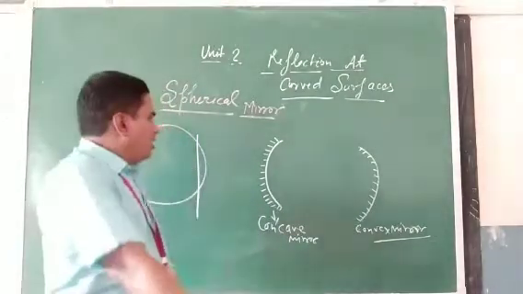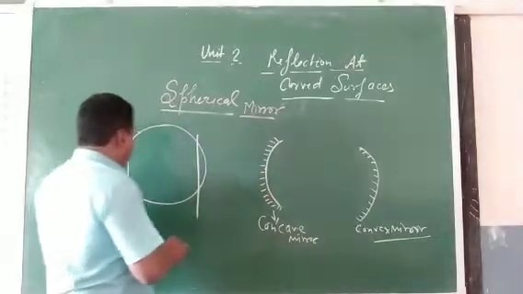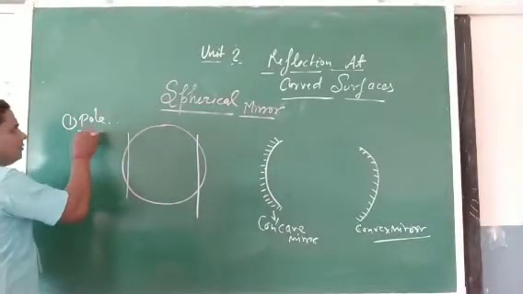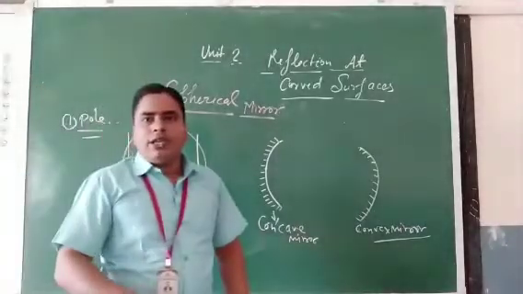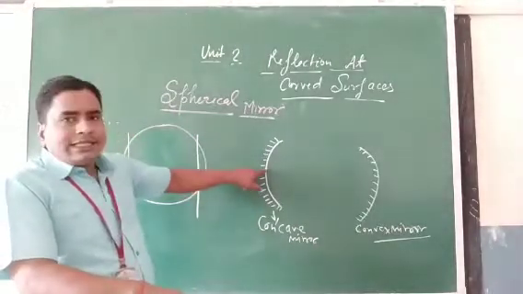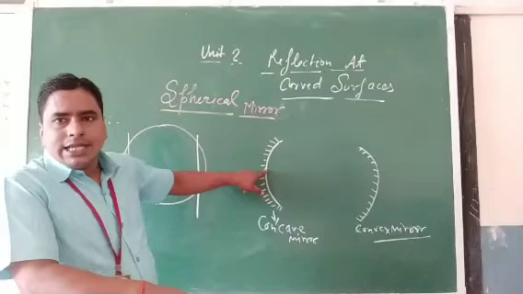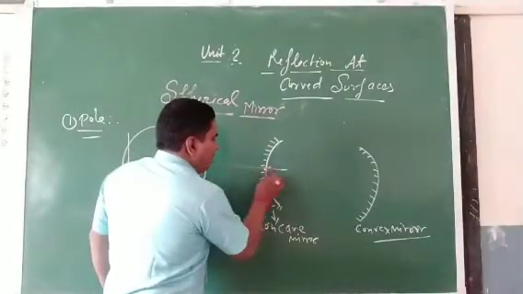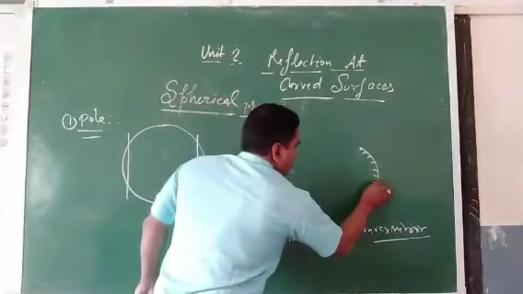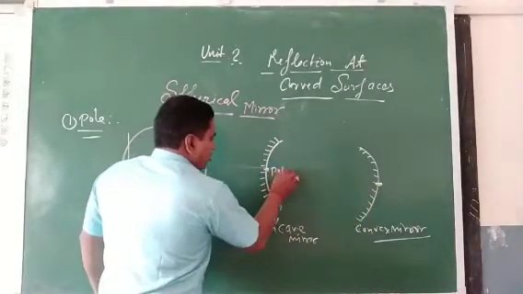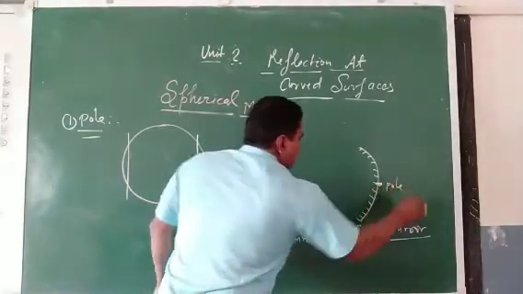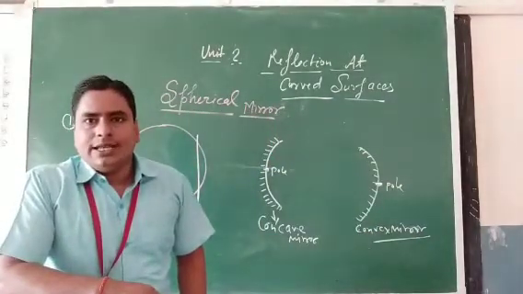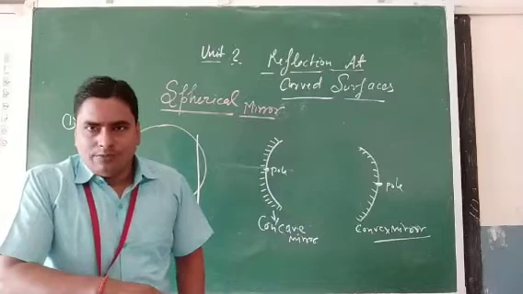First we will discuss the first point, pole. What is the pole? The geometrical center of the mirror. Here, for both mirrors, this is the pole. The geometrical center of a spherical mirror is called the pole.